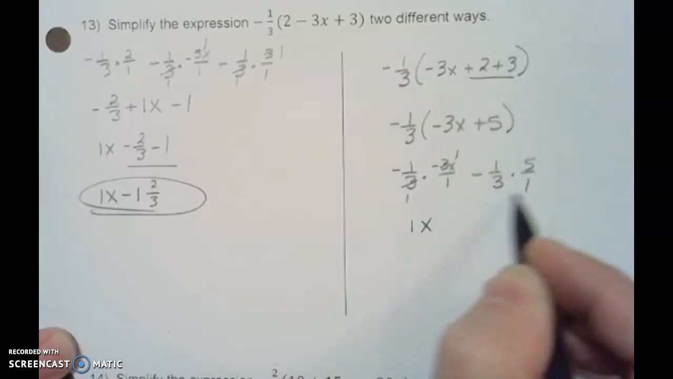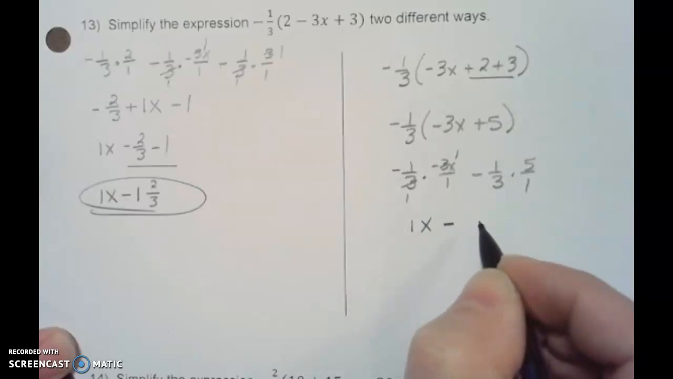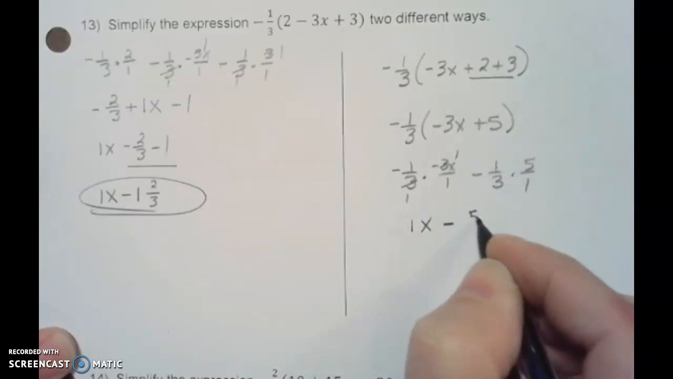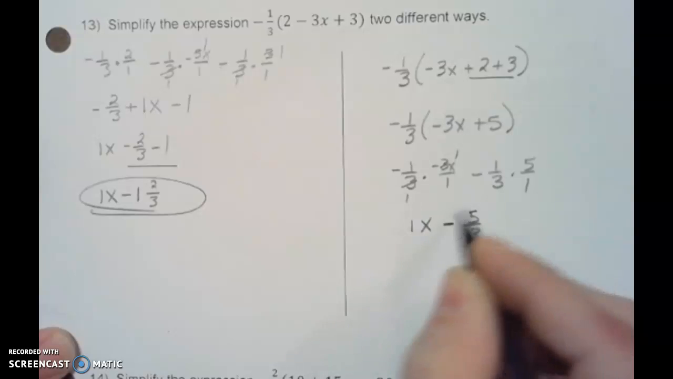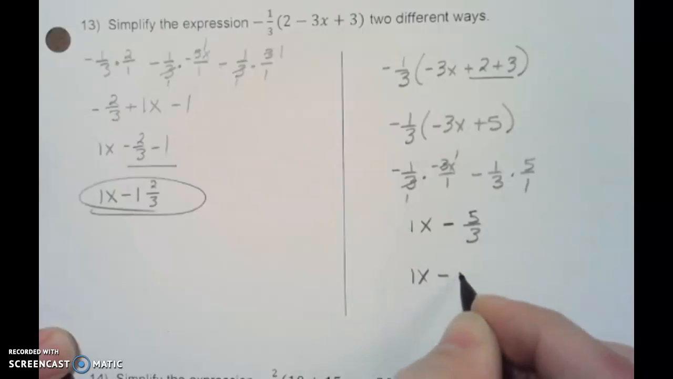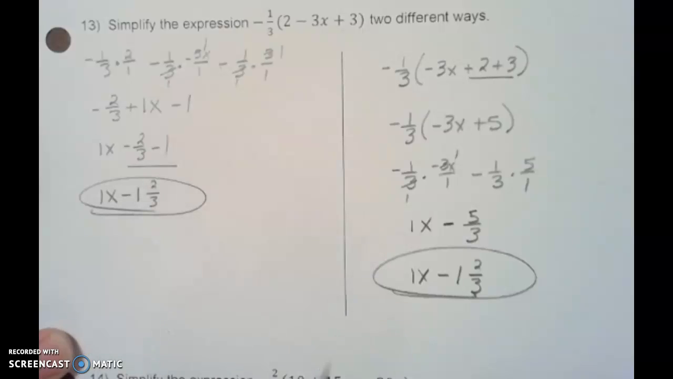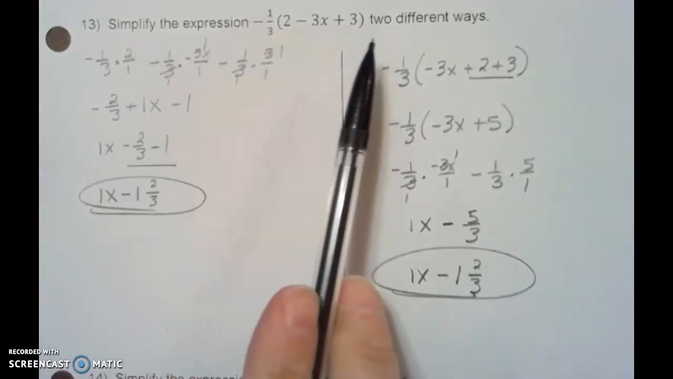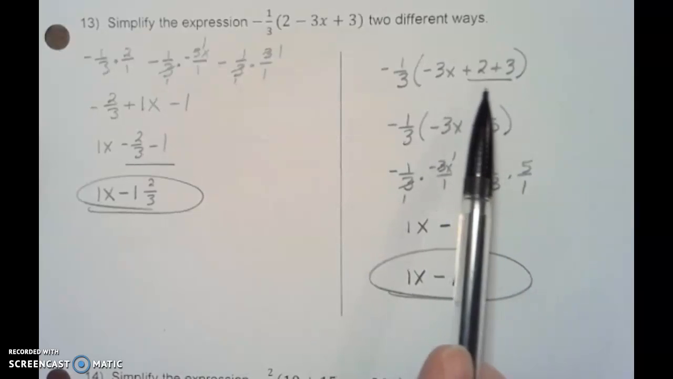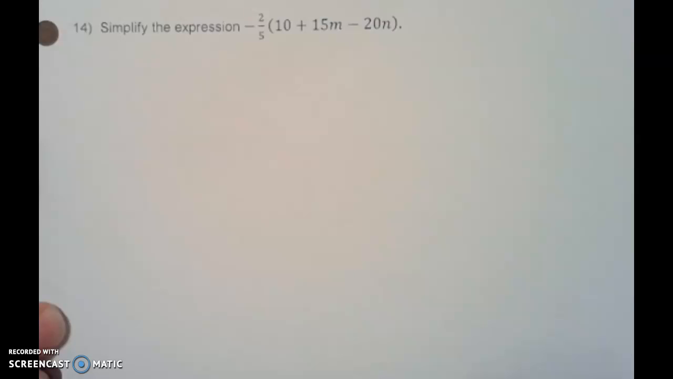And then over here, nothing simplifies, so I just multiply. A negative times a positive is a negative. 1/3 times 5 over 1 is 5/3. And now I'll make this a mixed number. So I've got my 1x minus 3 goes into 5 once with 2/3 left over. So either way, I get the same exact answer. I could distribute to each term inside, or I can combine my similar terms in the parentheses first. I'm going to get the same exact answer.